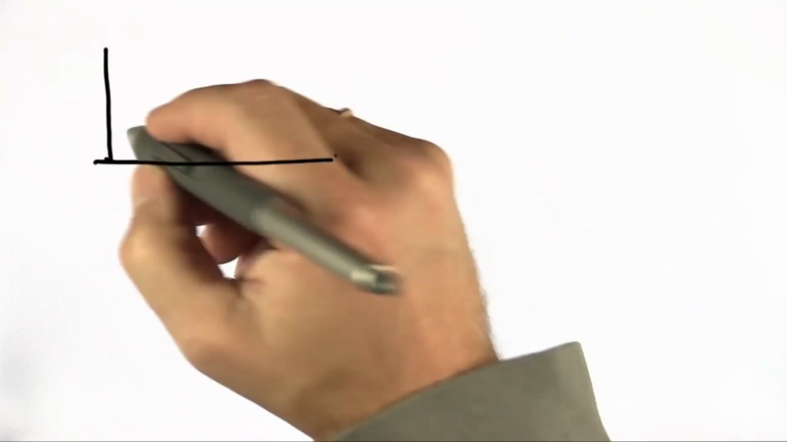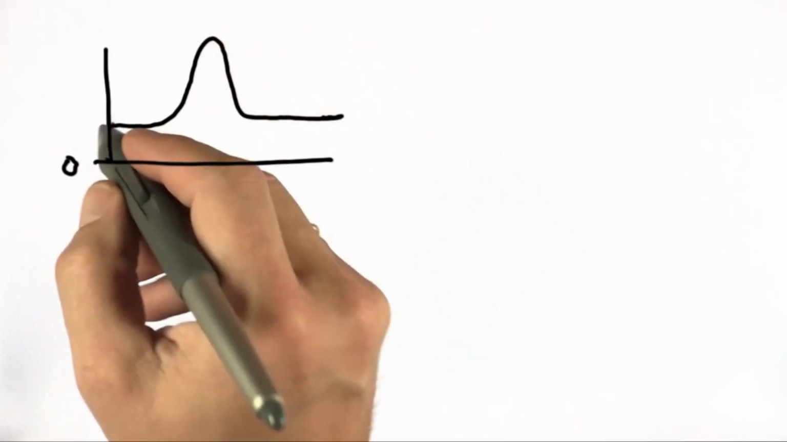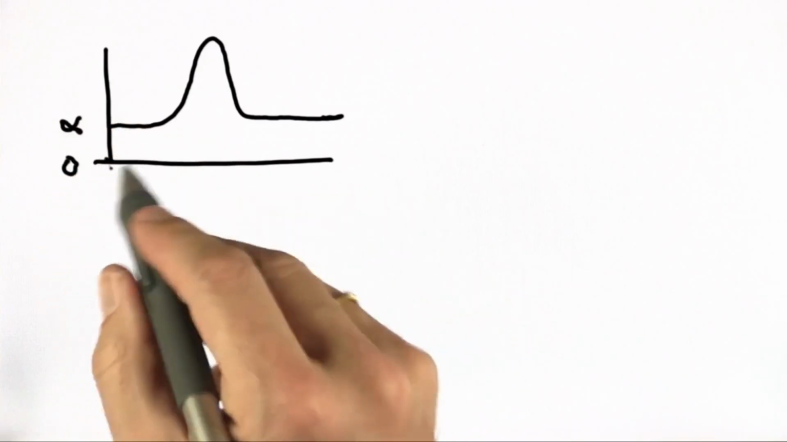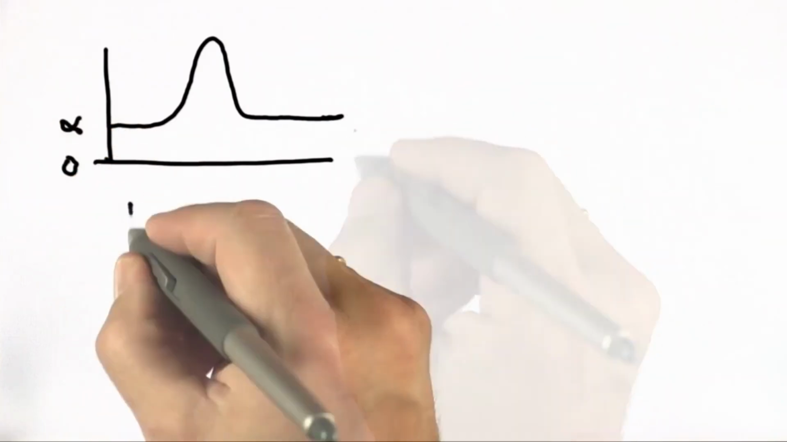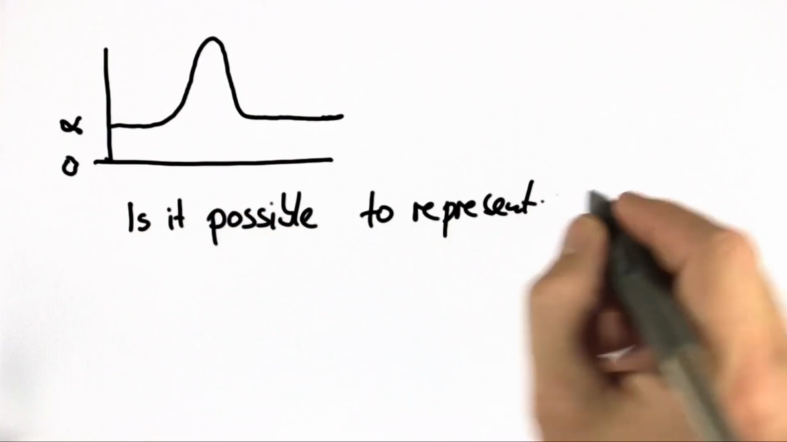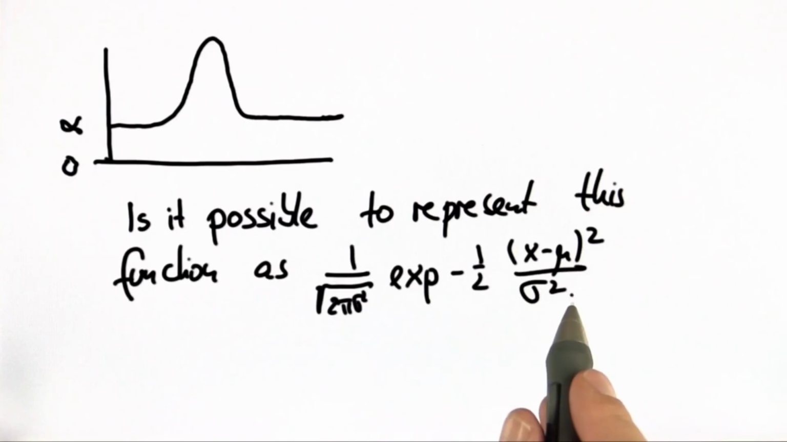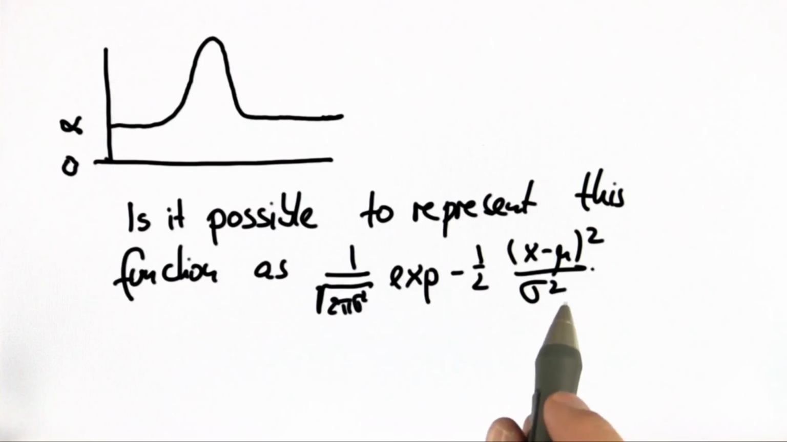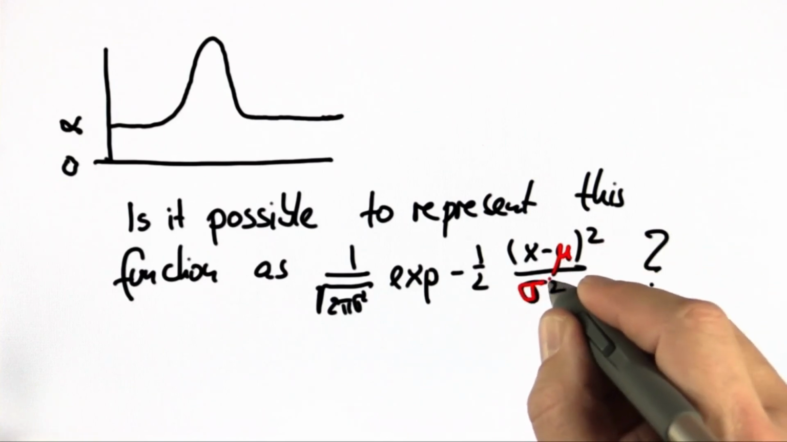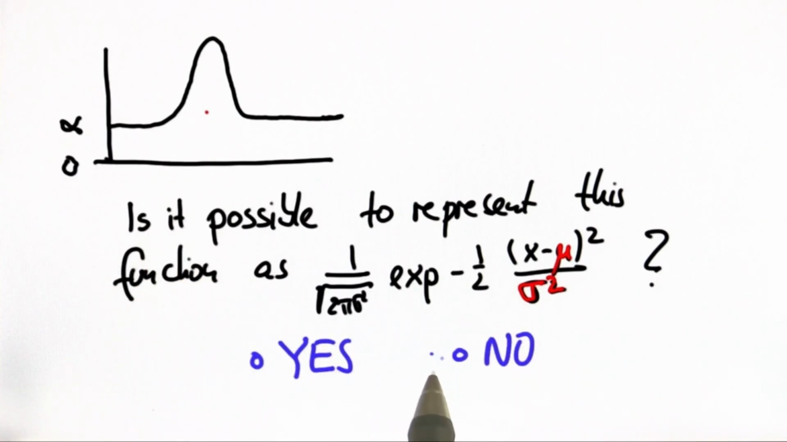I have another Gaussian question for you. This is called a heavy tail Gaussian. So as you go to plus minus infinity, the Gaussian levels off at some finite value alpha, as opposed to 0. My question is, is it possible to represent this function as a Gaussian? This is the formula for the Gaussian again. Put differently, can you find a mu and a sigma square for which this exact function over here is attained? Please just check one of these two boxes.